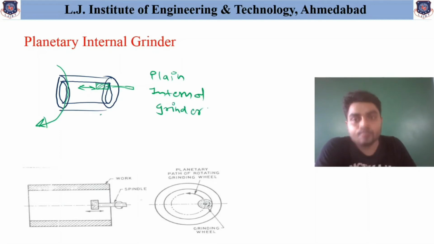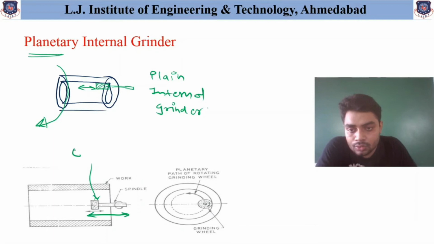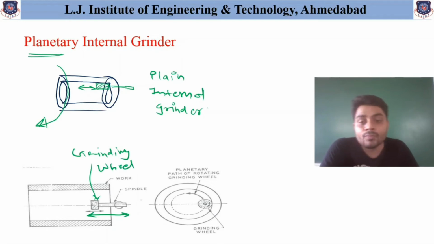Internal grinder. But in the case of this planetary internal grinder, as you can see, two movements are required. First is the longitudinal movement of the grinding wheel shown over here. This is the grinding wheel, and as it is moved inside and outside the workpiece for finishing purpose, another movement that is required is that it is moved across its periphery also.